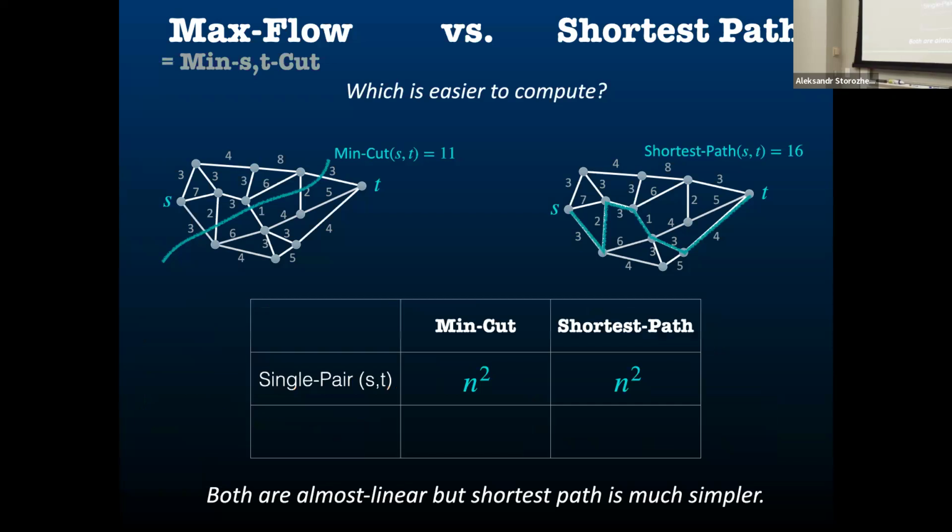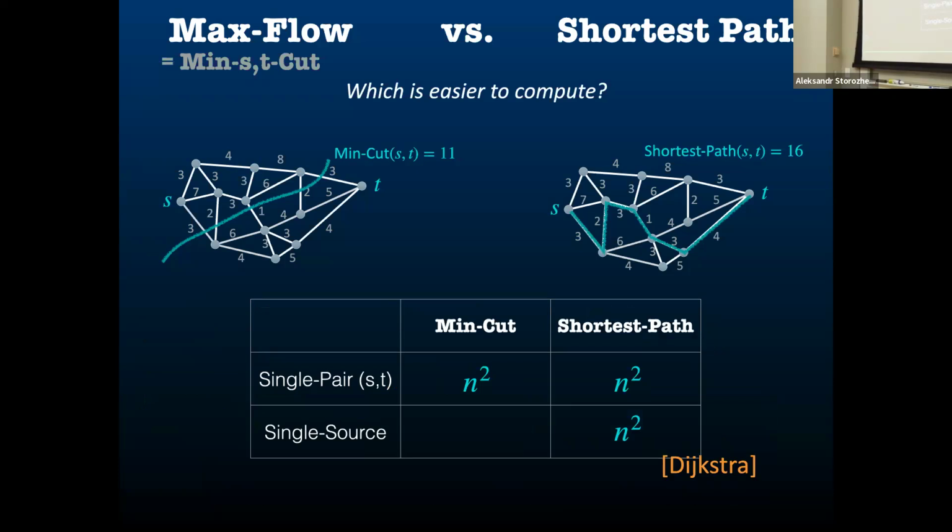So let's try to find some other ways in which they are different. From now on, I'm going to drop m. I'm just going to think about dense graphs, the worst case, where m is up to n squared. And so the running time for the problem is n squared, and this m is that.